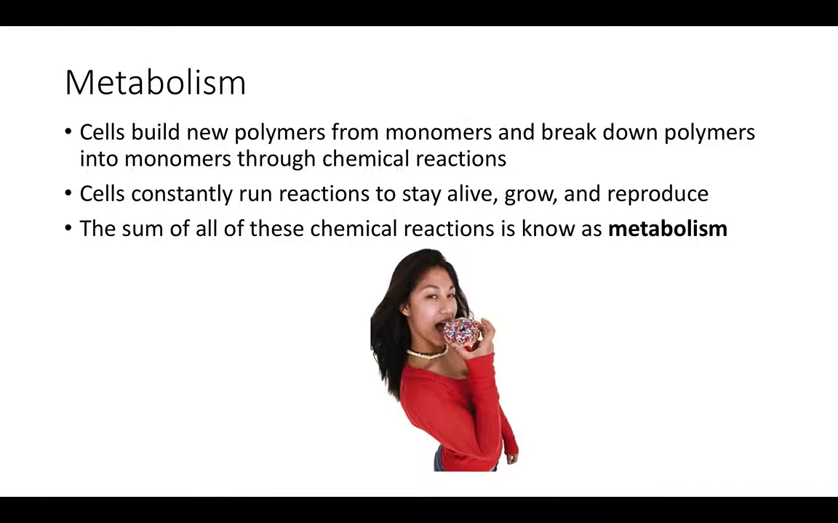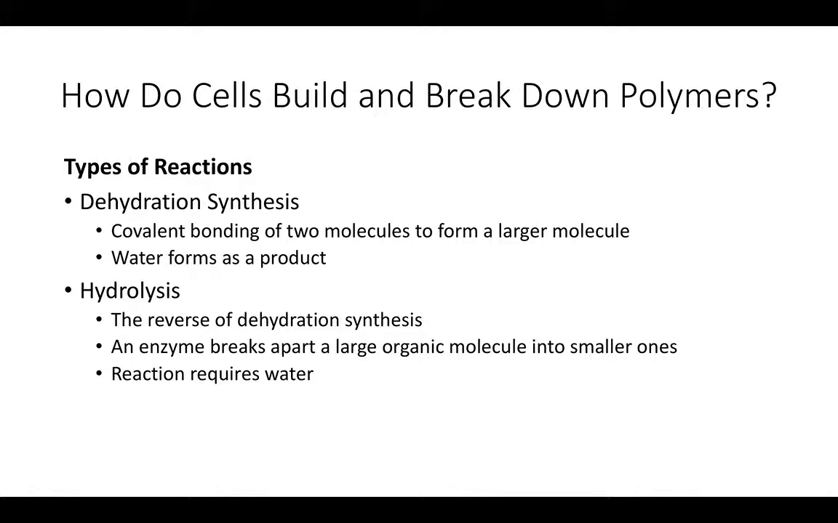Cells build new polymers from monomers, and they break down polymers into monomers all the time through chemical reactions. In fact, cells have to constantly run these reactions for you to stay alive, to grow, to reproduce, to survive. The sum of all these chemical reactions is known as metabolism. So how do cells build and break down polymers? They do it through chemical reactions, and there are two main types of reactions. The first is dehydration synthesis.